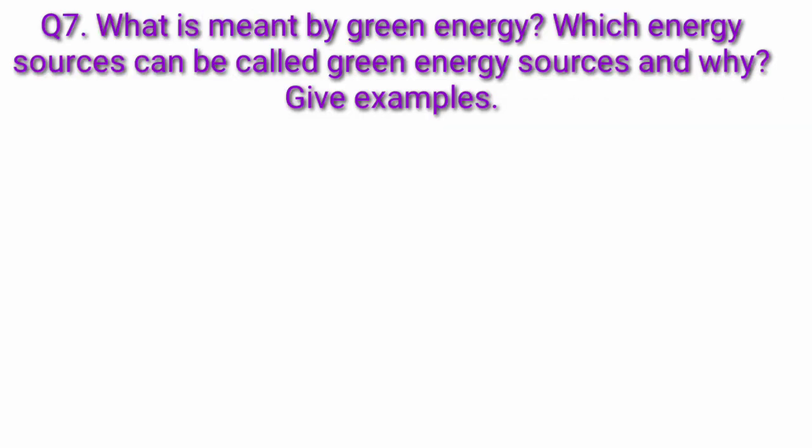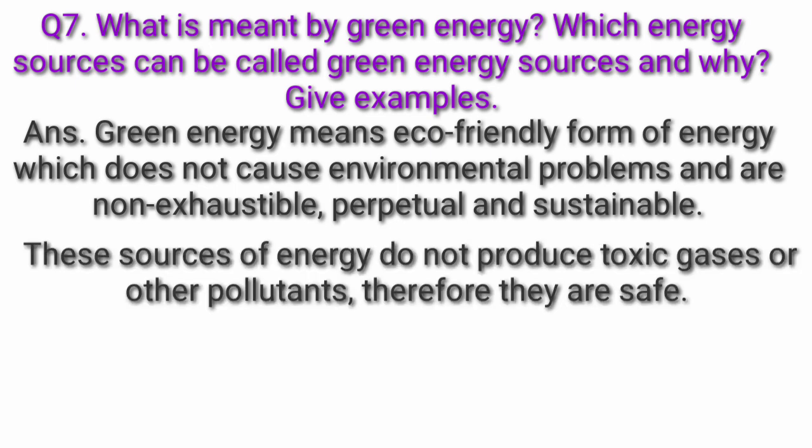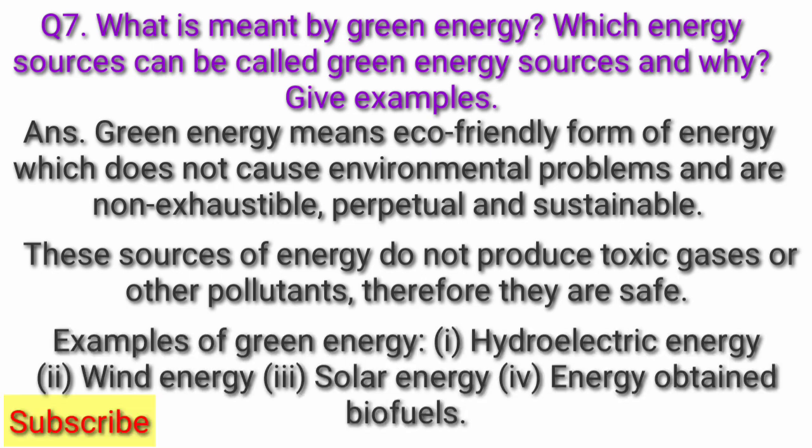Next, question 7. What is meant by green energy? Which energy sources can be called green energy sources and why? Give examples. Answer. Green energy means eco-friendly form of energy which does not cause environmental problems and is non-exhaustible, perpetual and sustainable. These sources of energy do not produce toxic gases or other pollutants, therefore they are safe. Examples of green energy: hydroelectric energy, wind energy, solar energy, energy obtained from biofuels.